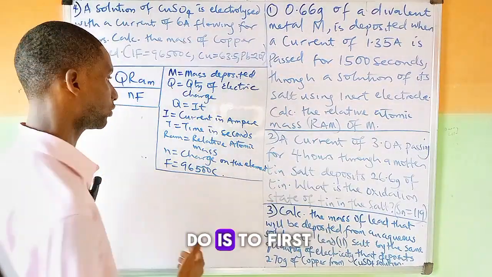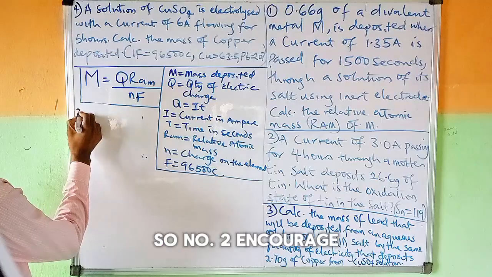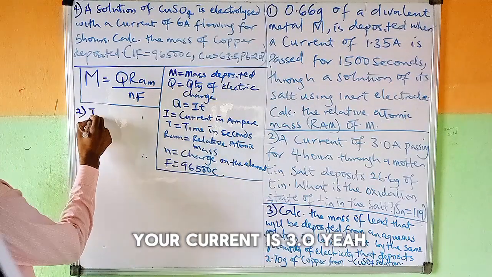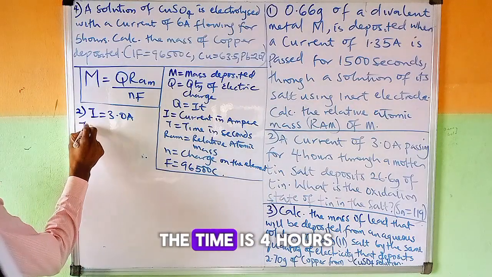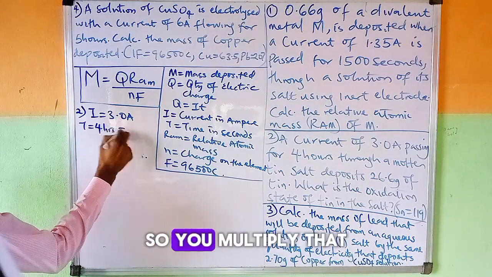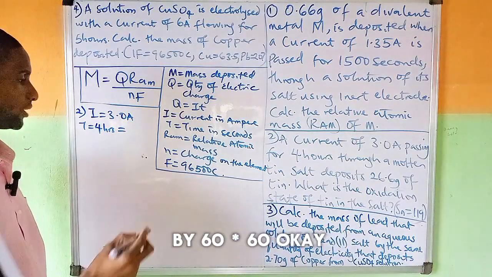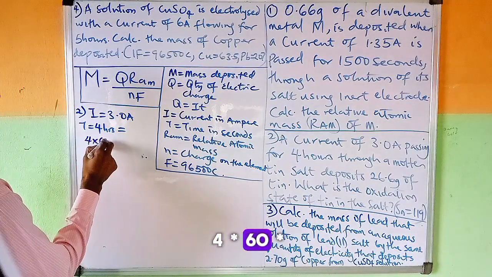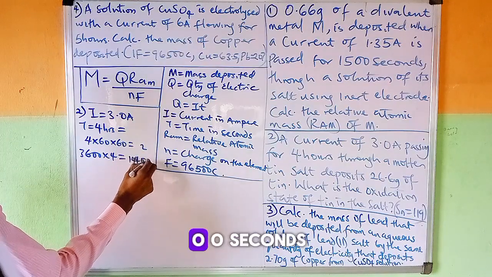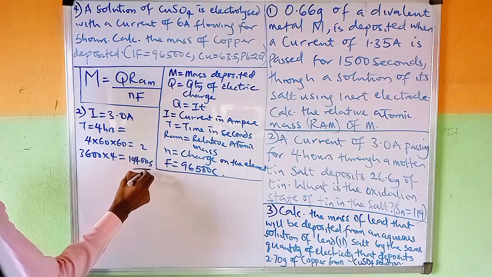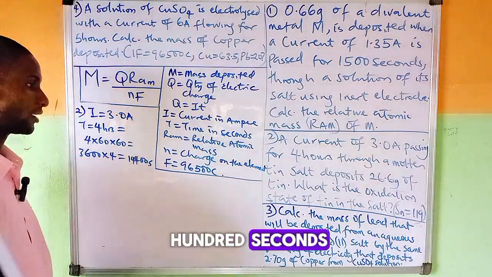So what you want to do is to first spell out the parameters given. So number 2, a current. Your current is 3.0 ampere. The time is 4 hours. So you convert that to seconds by multiplying by 60 times 60. So that will be 4 times 60 times 60, that's 14,400 seconds. So the time is 14,400 seconds.